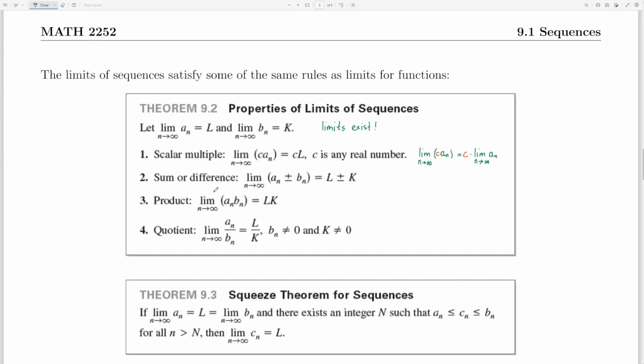The second property is the sum or difference property, and that states that the limit of a sum is the sum of the limits, or the limit of a difference is the difference of the limits. So I'll just write down the first one. The limit of a sum or difference equals the sum or difference of the limits.